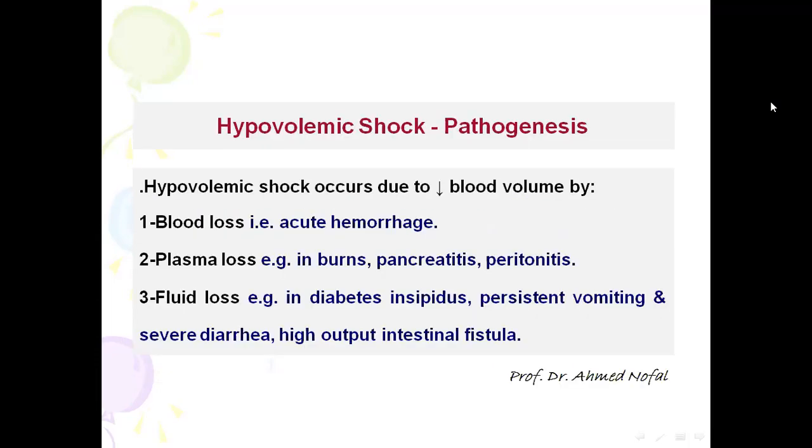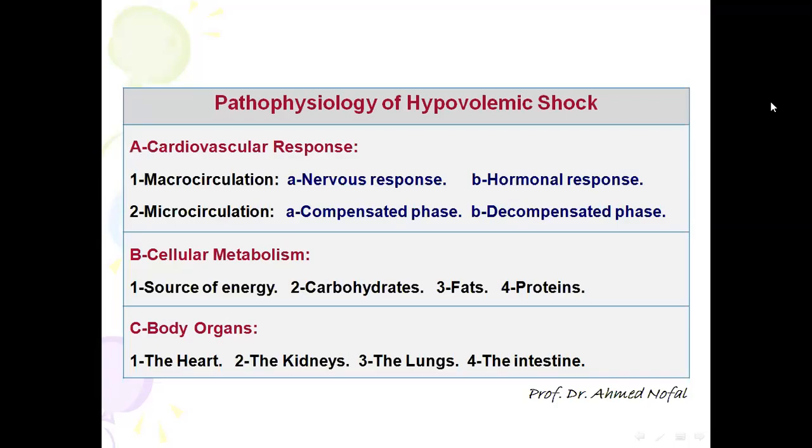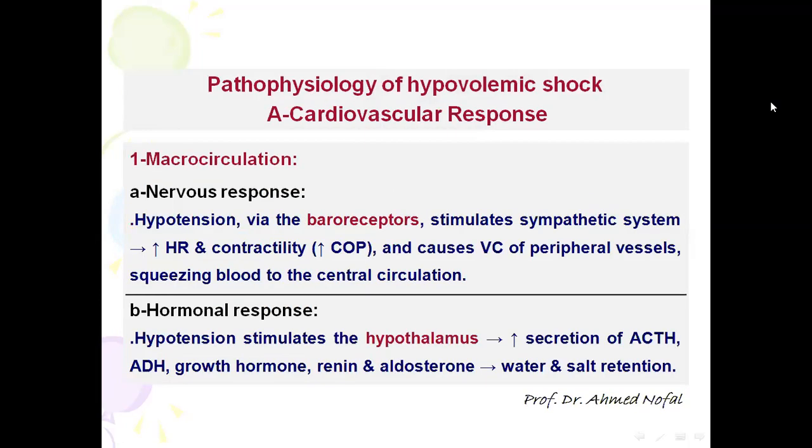The first and a common type of shock is hypovolemic shock. Hypovolemic shock occurs due to blood loss, plasma loss, or fluid loss. Regarding the pathophysiology, there is cardiovascular response, cellular metabolism, and body organs affection. The cardiovascular response occurs at two levels, macro circulation and micro circulation. In macro circulation, there is nervous response and hormonal response.